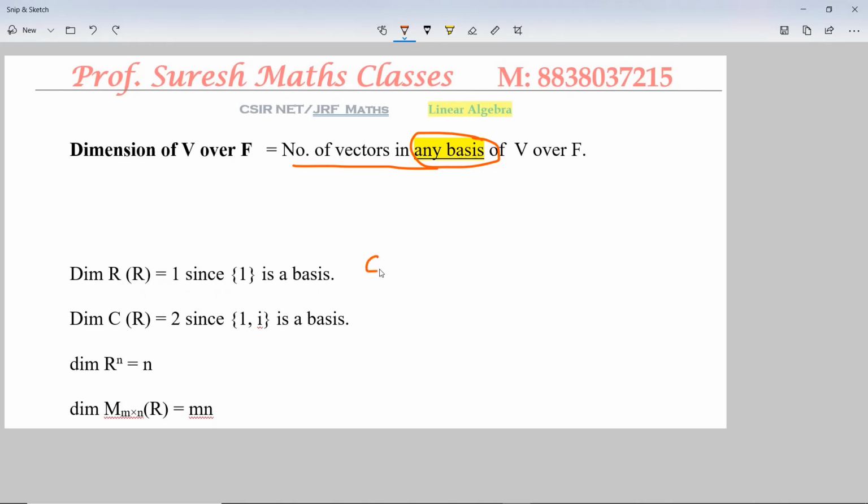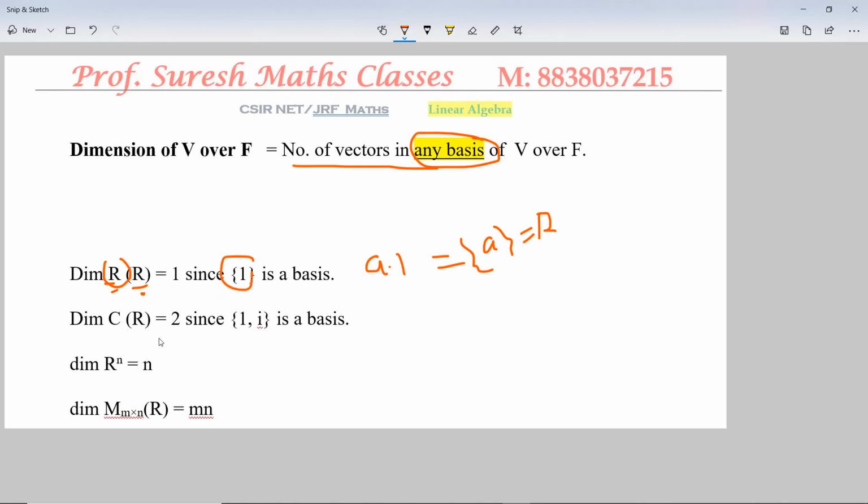Take a scalar a from this set R, and a vector 1, taken from this R. What is the collection of a into 1? We get a. So this collection is nothing but the collection of real numbers, that is, R. This R is the vector space. So this 1 is a basis, and dimension equals 1 because it has only one vector.